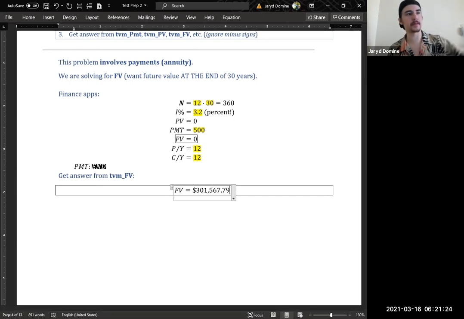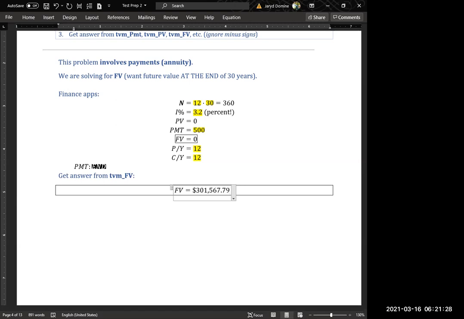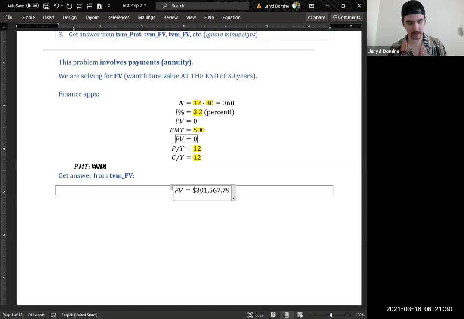Okay, so there's some debate whether this is 7.8 or 7.9. Let me just put this in real quick and I'll make sure. So it's at 360.